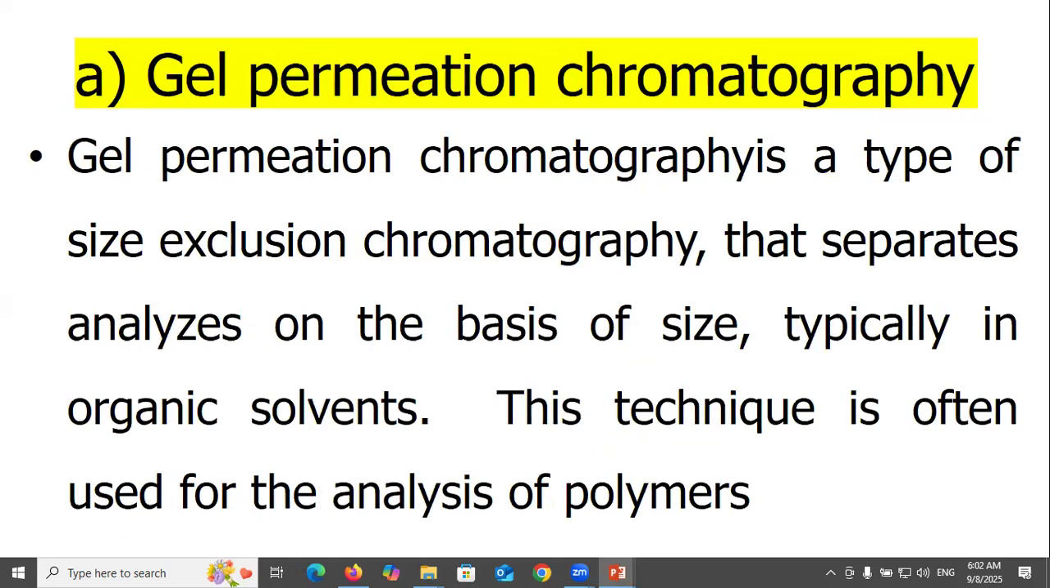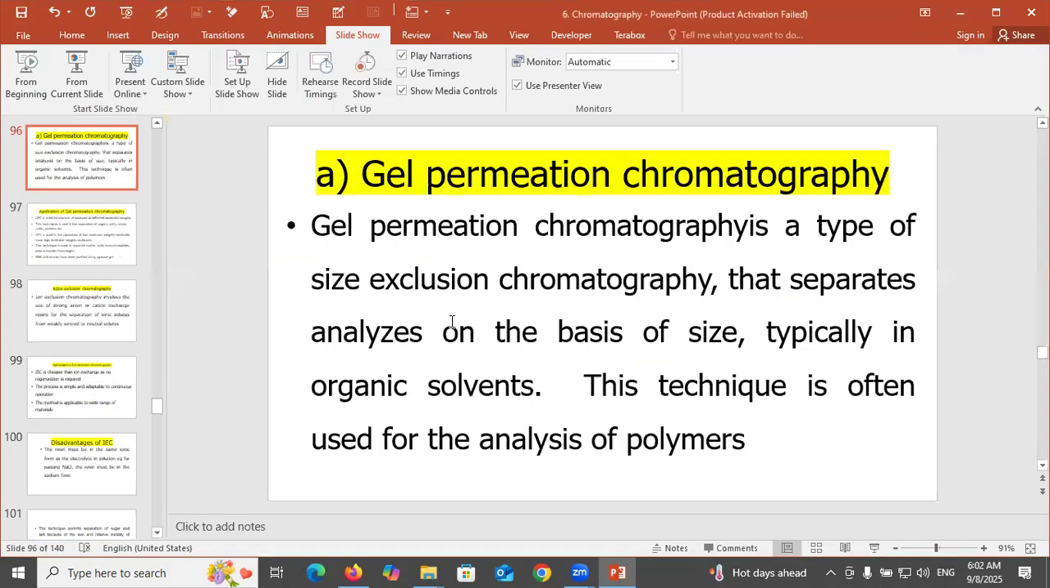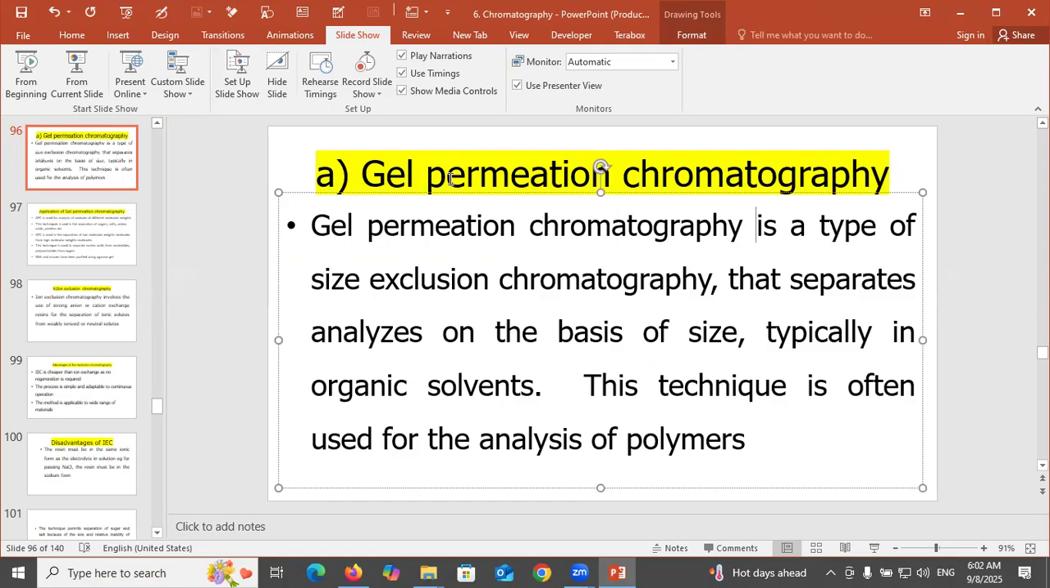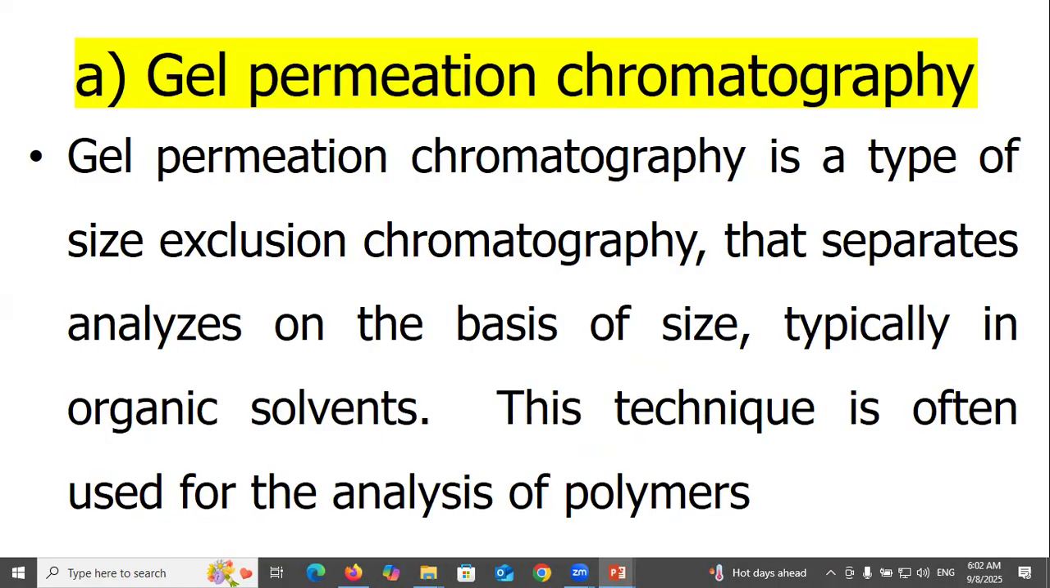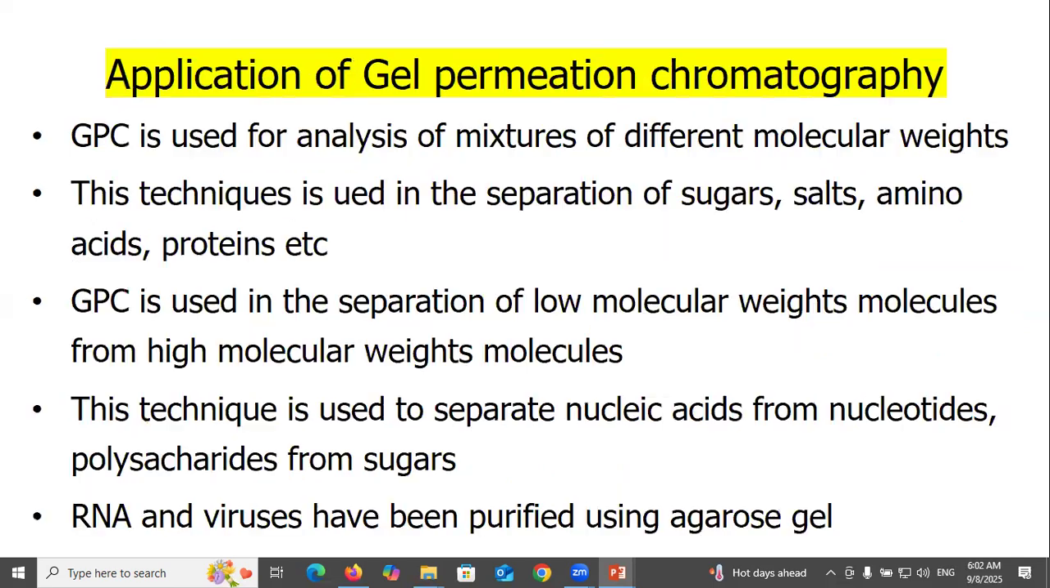Gel permeation chromatography. Gel permeation chromatography is a type of size exclusion chromatography that separates analytes on the basis of size, typically in organic solvents. This technique is often used for the analysis of polymers.